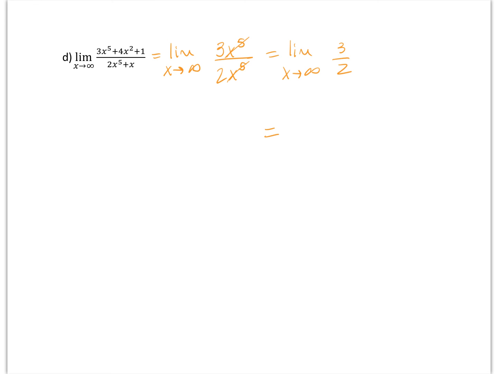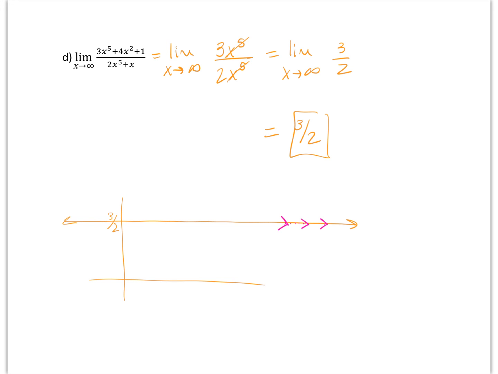And one of the properties of limits was that the limit of a constant function is just always that constant, 3 halves, right? Because y equals 3 halves would be this graph right here. It goes on forever at 3 halves. So if I put a little ant on the graph marching to the right, it just keeps going to the right. So as my x values go towards infinity, my y values are just staying at 3 halves.